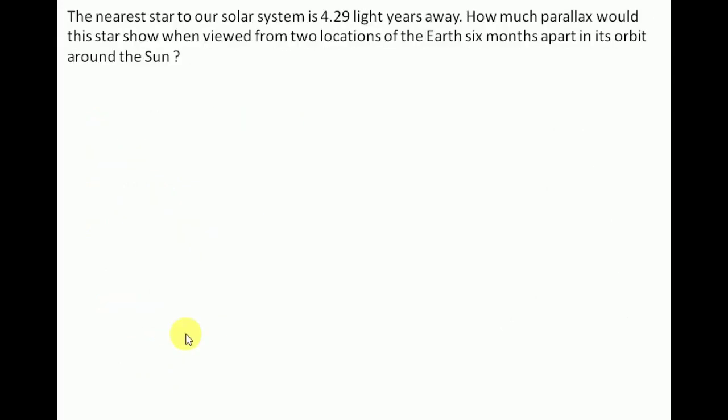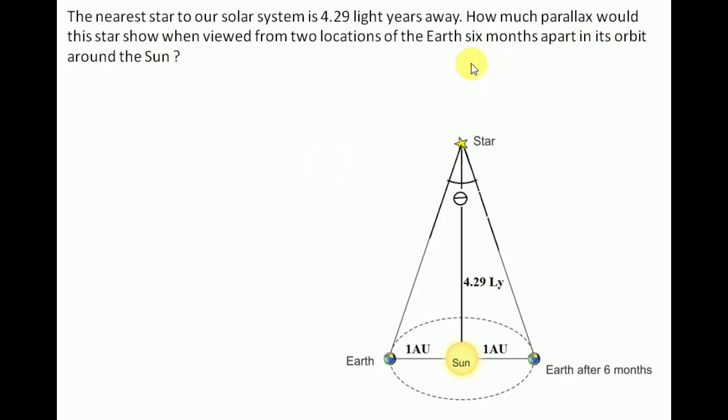So next question, the nearest star is 4.2 light year away. How much parallax would this star show when viewed from two locations of the earth 6 months apart in its orbit? So when you see the star after 6 months, the position of the earth will be out here. So the distance, that is the basis, will be 2 astronomical unit, and the distance is already given, 4.29 light year, and you have to calculate the angle. Parallax means angle. So before that you need to convert this into SI unit and this also in SI unit.